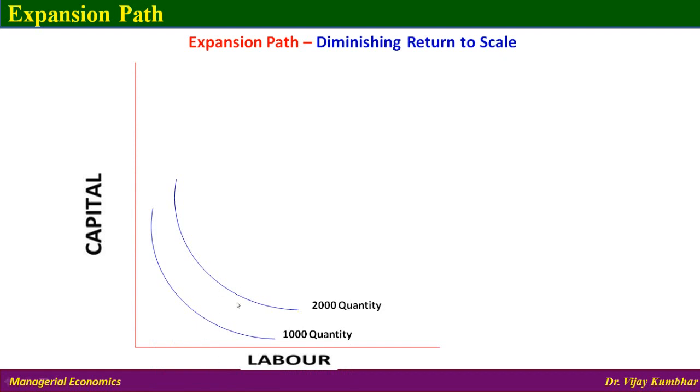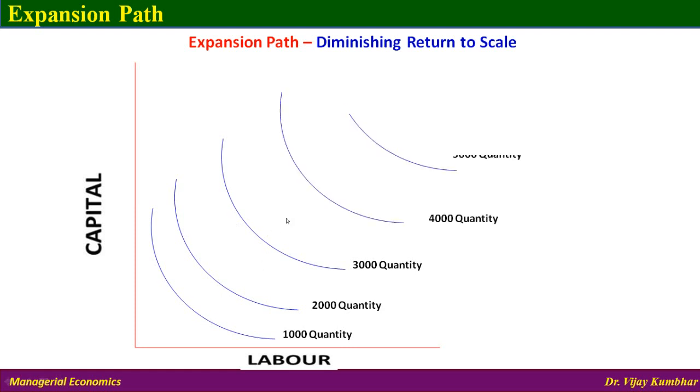It means the distance between the first isocost and second isocost will be higher than the earlier isocosts. If you move forward from the 2000 quantity to 3000 quantity, again this isocost will move forward and the distance will be greater than the earlier isocost. This is the example of diminishing returns to scale and its expansion path.